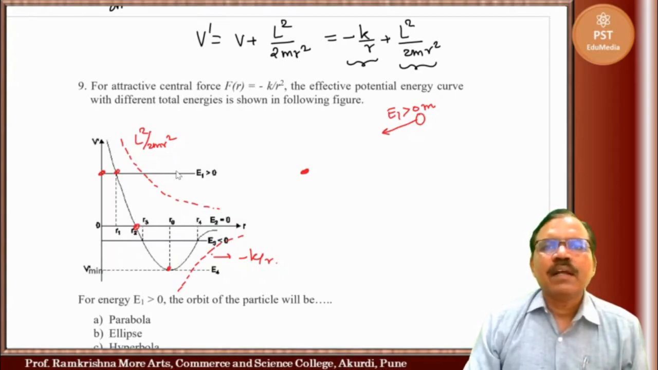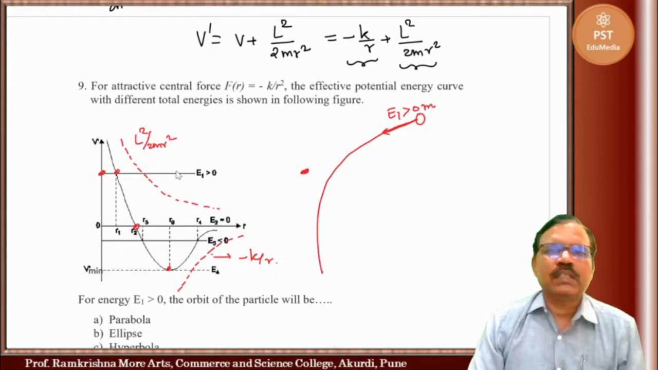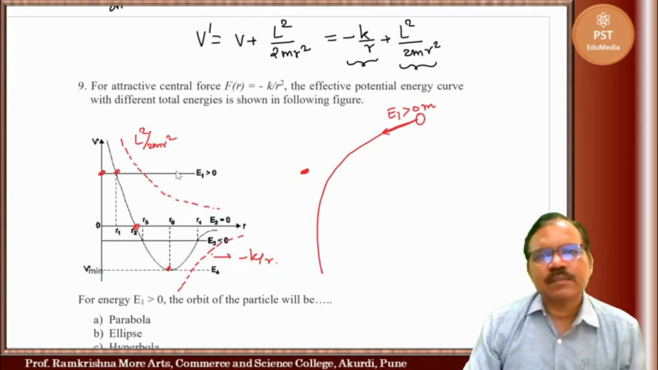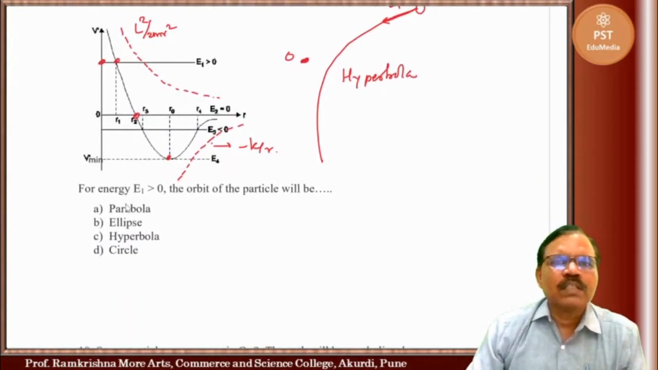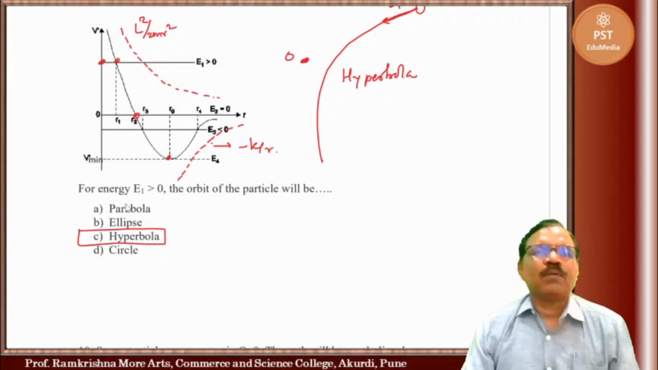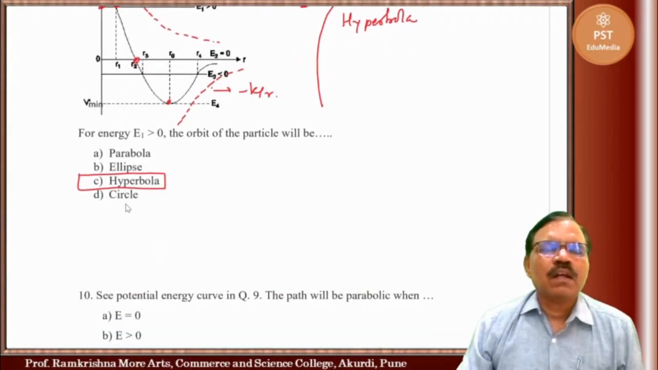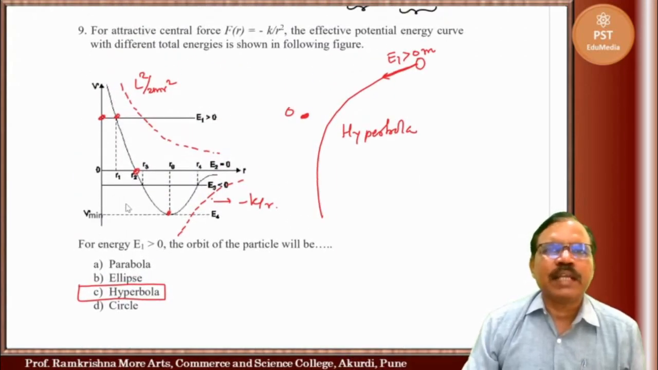So if E1 is greater than 0 and the particle approaches with that energy, then what happens? It moves like this, and this one is a hyperbola. So for energy E1 greater than 0, the orbit of the particle will be a hyperbola. Now see the potential curve in question 9.